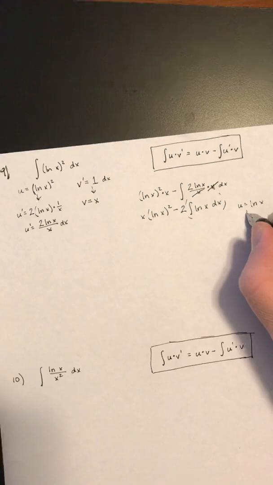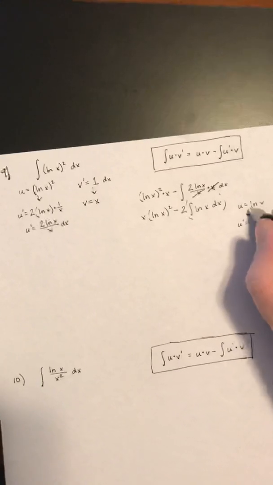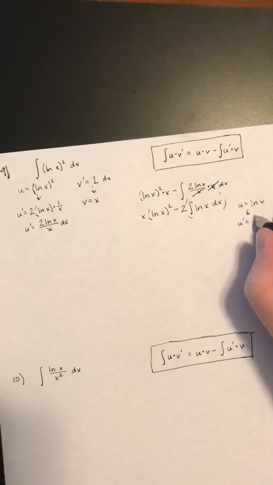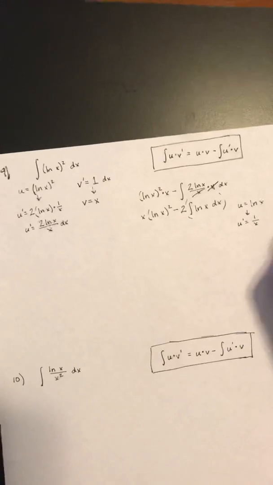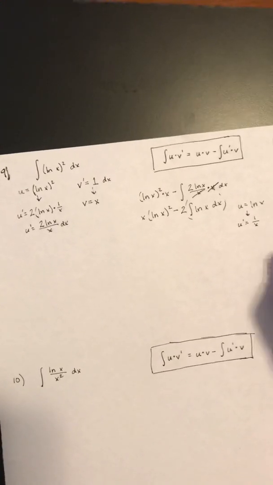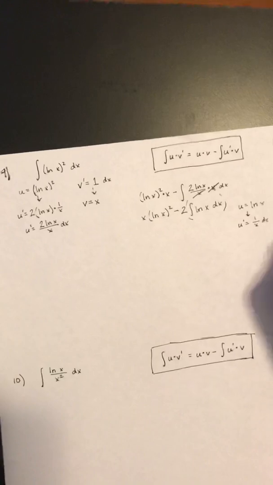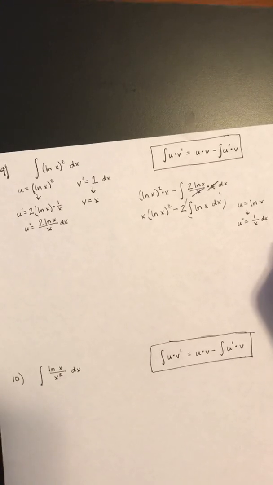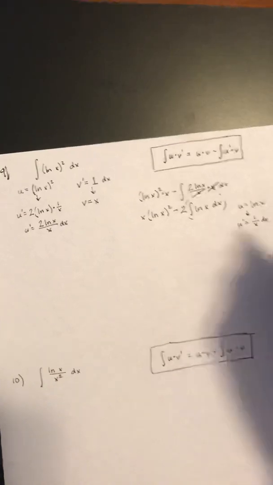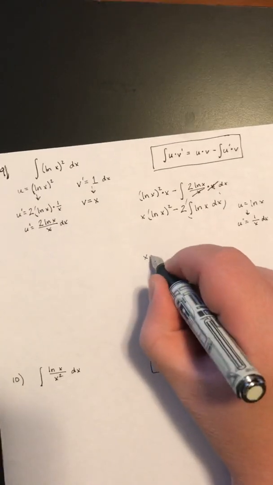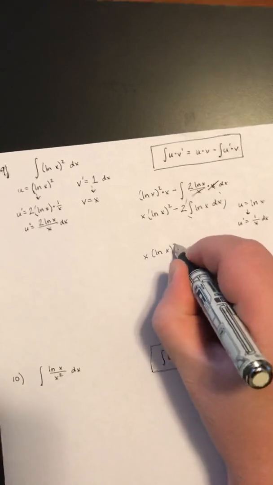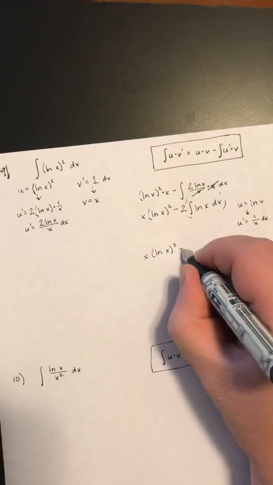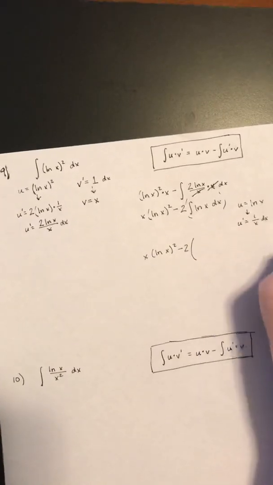So if I take u prime, in this case, the derivative of ln of x is just 1 over x. If I integrate the 1 dx, I better remember to write my dx there. We've got v equals x. And so let me go ahead and write this down. So we've got, again, this x times ln of x squared minus 2 times everything that I'm about to do.